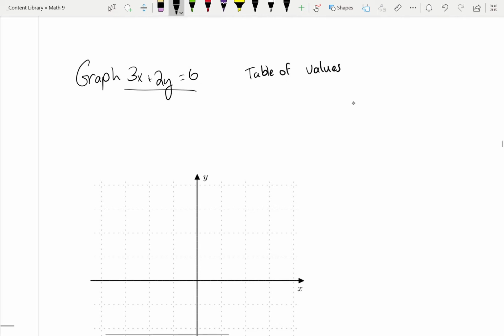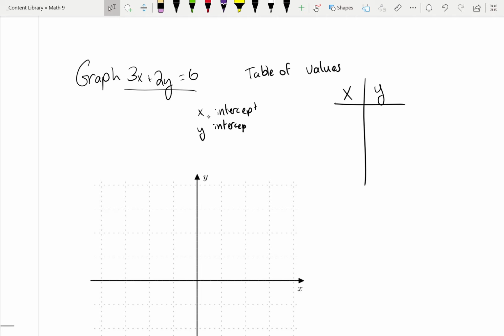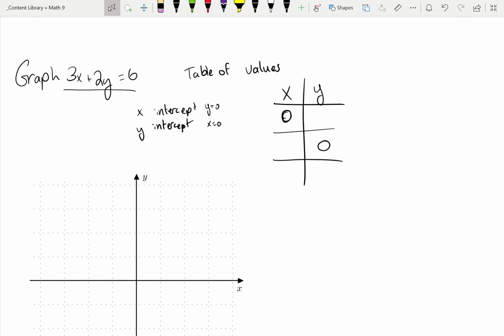But I want to pick specific points. So I'm going to start by making my table of values here. I'm going to pick two values. I'm going to look for the x-intercept and the y-intercept. This is where x is equal to 0, and this is where y is equal to 0. So the two points I always want to start with are picking x equal to 0 and solving for y, and picking 0 for y and solving for x, because this will give me two points on my graph. And you'll see why I want to do this in a second.